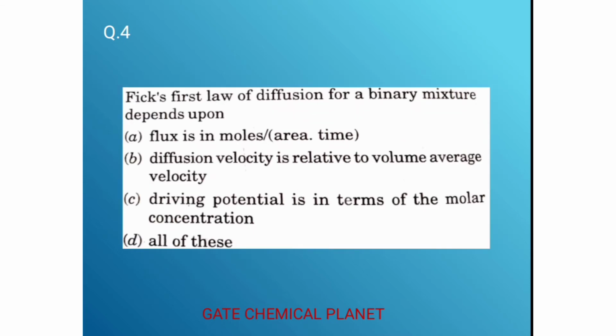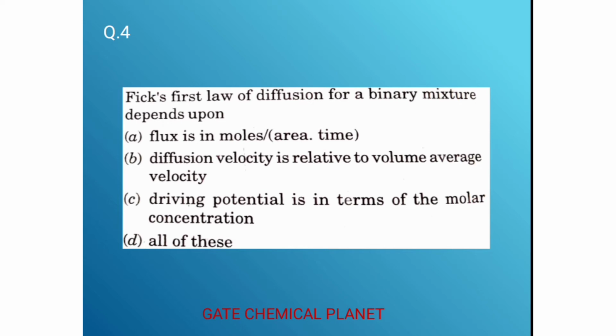Fick's first law of diffusion for a binary mixture depends on: flux is in moles per area time; diffusion velocity is relative to volume average velocity; driving potential in terms of molar concentration; or all of these. See option A, which is the unit of molar flux: moles per unit area per unit time, moles per meter square second. It is the correct option.